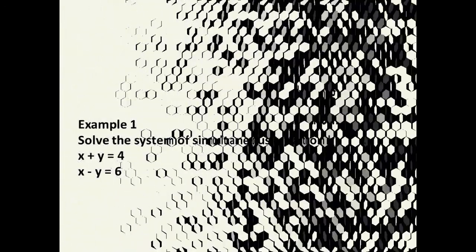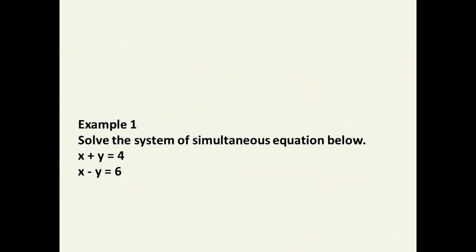To start with, we have example 1. Solve the system of simultaneous equations below, which is x plus y is equal to 4, x minus y is equal to 6. As I said, this is a system of linear equations we use to solve linear equations of two variables. So we have the variable x and the variable y.